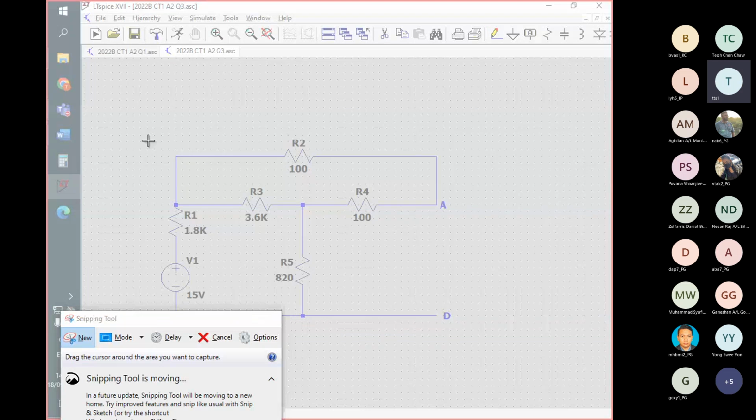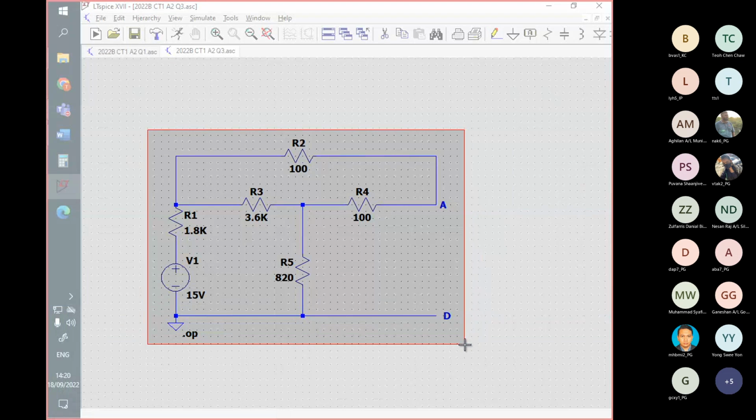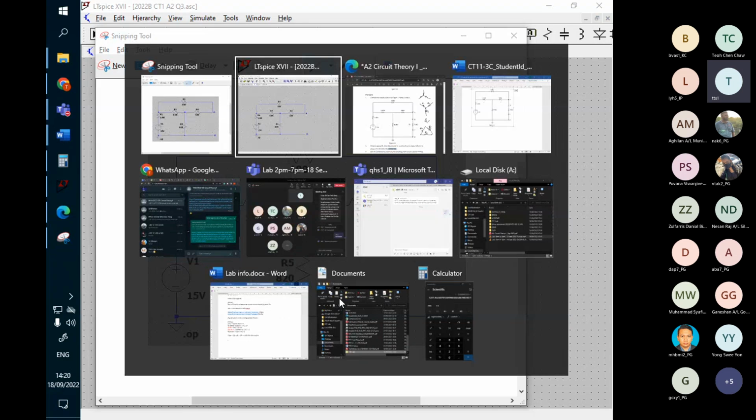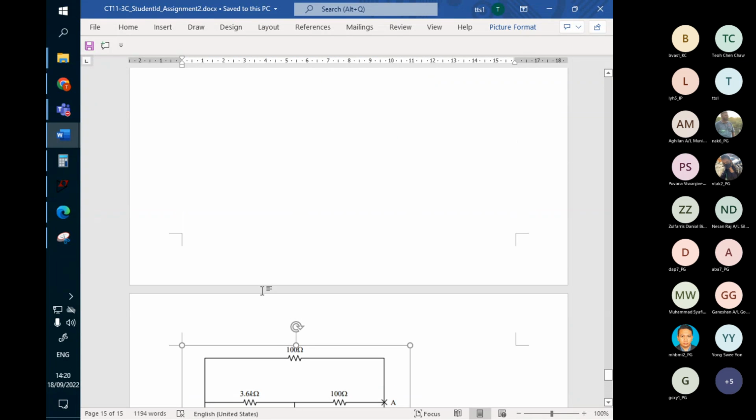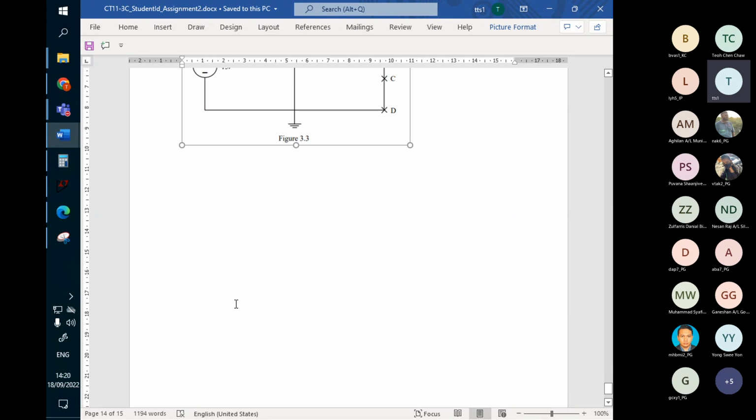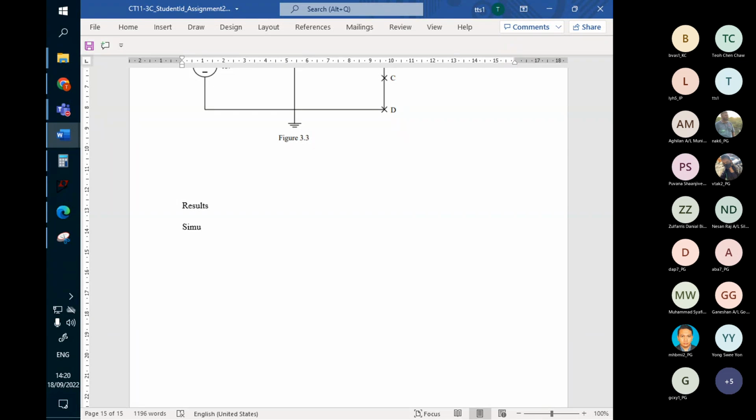Let's copy this circuit and paste it under the result. Okay, let's create one called results. And we type something like the simulation circuit for step number 1.